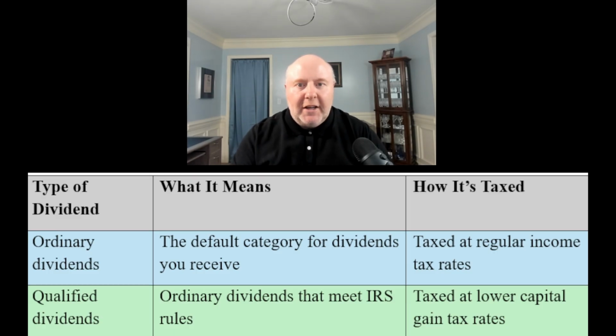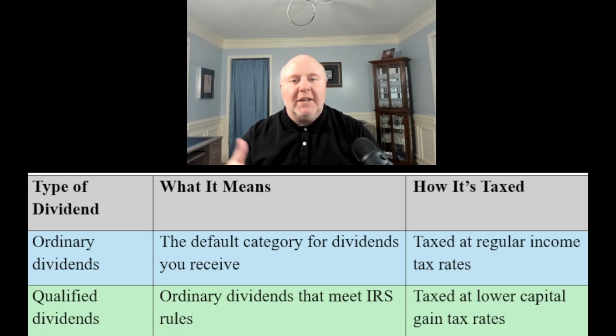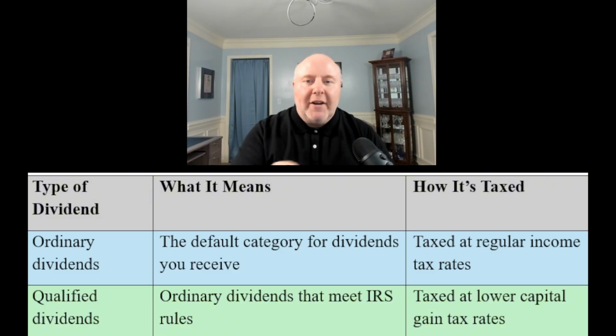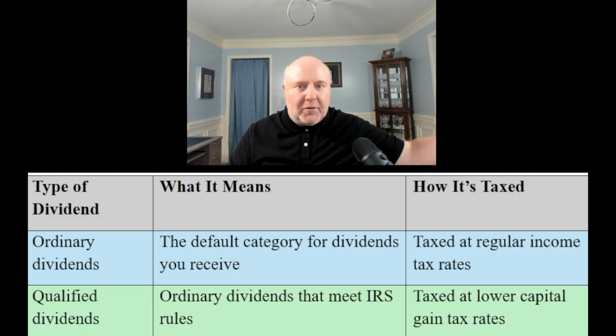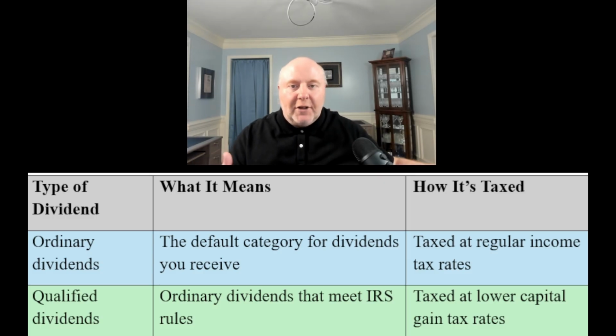Now, an ordinary dividend, we'll start there because that's our default. We treat it as though it's going to be an ordinary dividend initially until we can see otherwise. So an ordinary dividend is taxed at our ordinary income tax rate, which can be as high as 37% depending on what our tax rate is, right? That's pretty significant. So that's our default.